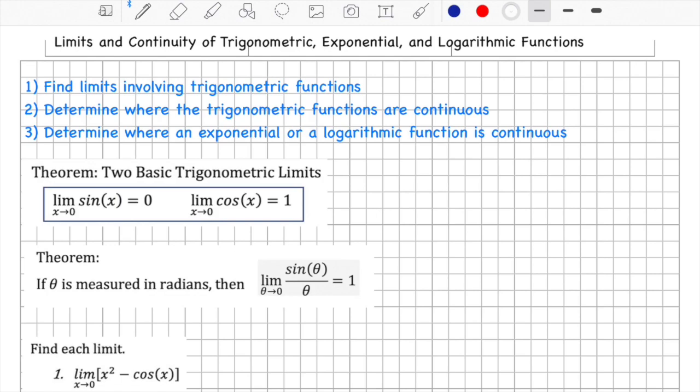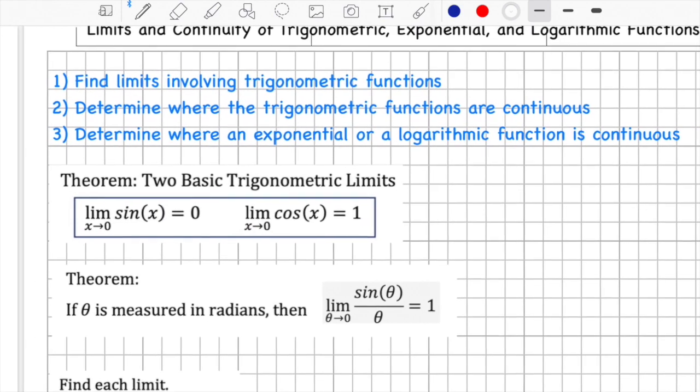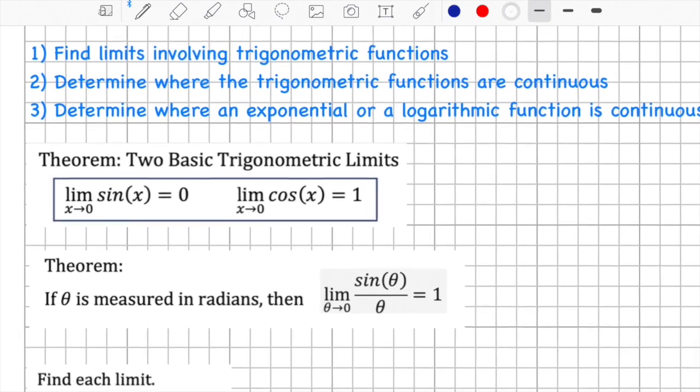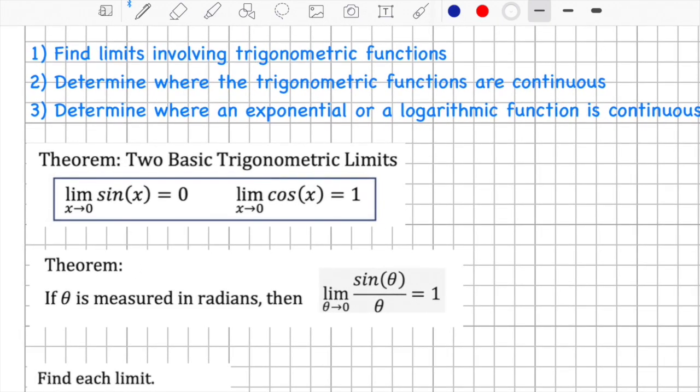Okay, so now we're going to continue with limits and continuity of trigonometric, exponential, and logarithmic functions. In this section, we're going to find limits involving trigonometric functions. We're going to determine where the trigonometric functions are continuous, and we're also going to determine where an exponential or a logarithmic function is continuous also.